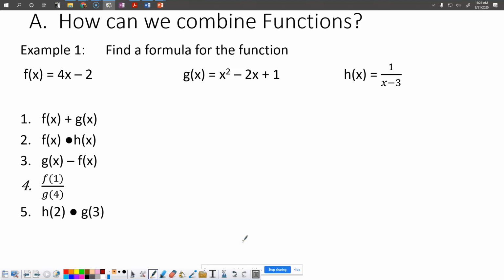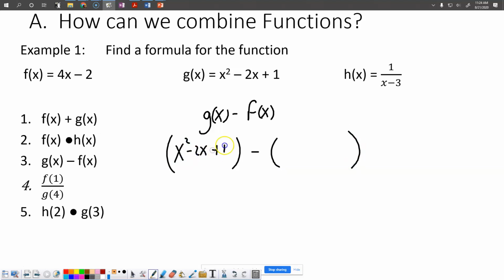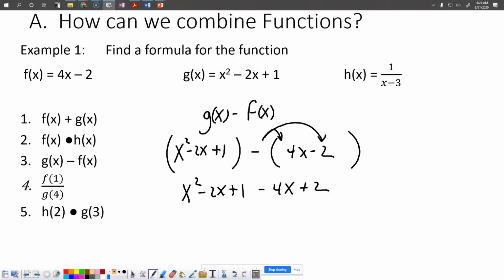Let's go ahead and do another function combination. G of x minus f of x. So g of x is, of course, x squared minus 2x plus 1. And f of x is 4x minus 2. Now, when you are subtracting, you have to remember to distribute a negative in first. And that's going to change the signs of the 4x and the 2 there to be opposite.